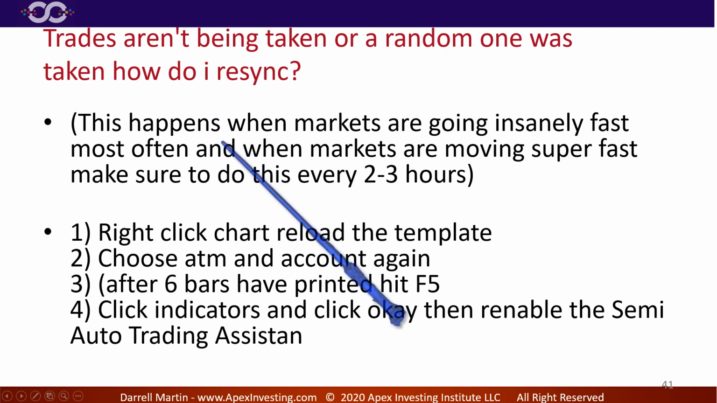How do I resync? This happens when markets are going insanely fast or something's out of sync. Like I said, right-click your chart, reload the template. Turn off Markers Plus first. Right-click the chart, reload the template. Choose the ATM and the account again. After 6 bars are printed, hit F5. Click the indicators and click OK. And then re-enable your semi-auto trading assistant, your account, all that stuff.